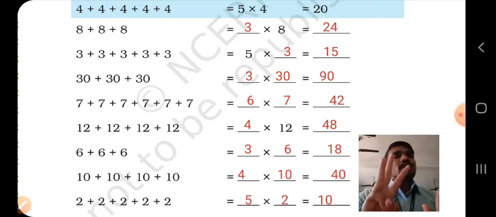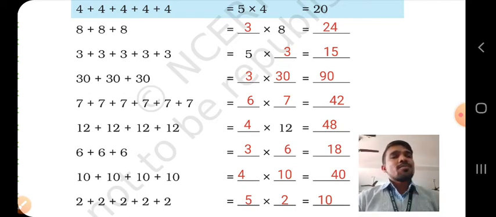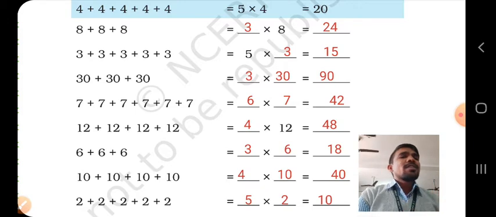5 times 3, that is 5 multiplied by 3, 15. 30. 30 is repeated 3 times. So 3 multiplied by 30. How many times it is repeated? How many times, that you have to write first. Which number is repeated, that write second, and multiply both the numbers, you will get the answer.